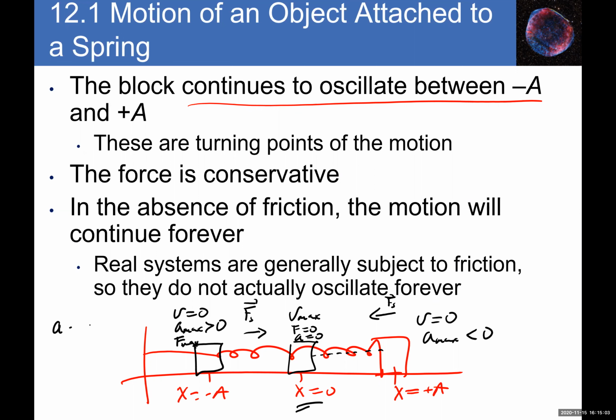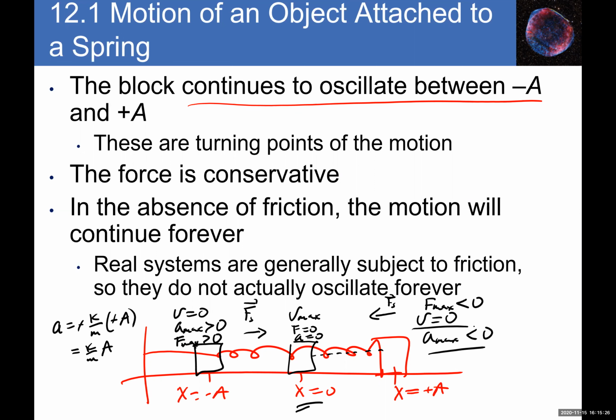Because acceleration is negative k over m times x, and x is negative a. They cancel each other, so it becomes k over m times a. So it's positive and maximum. The same thing goes for force, positive and maximum. So here the force is maximum and negative, acceleration is maximum and negative, speed is zero.